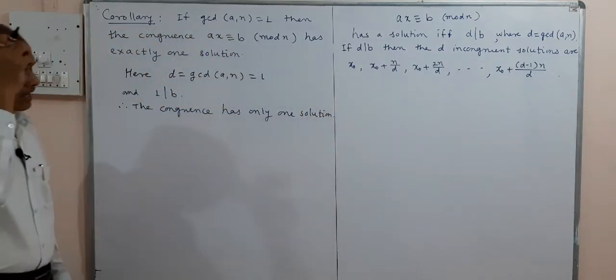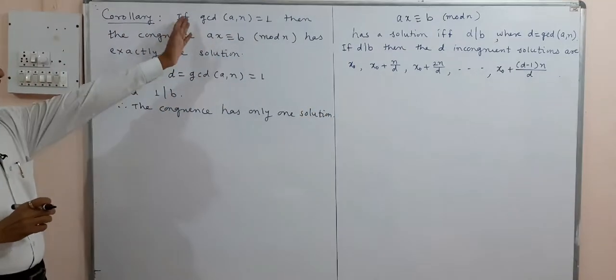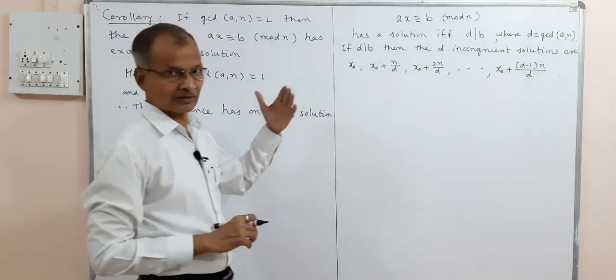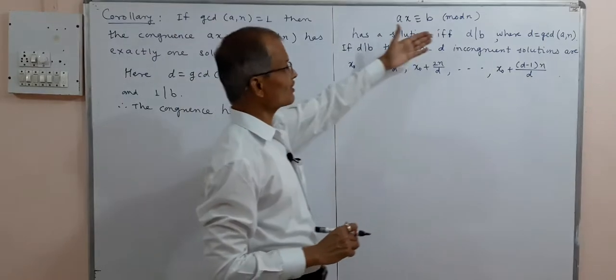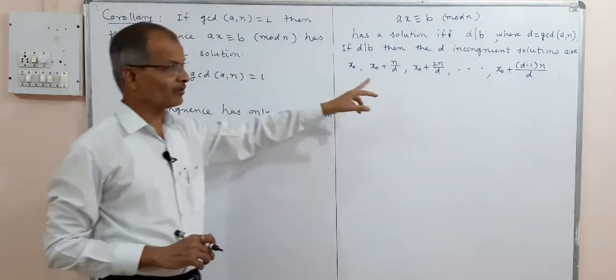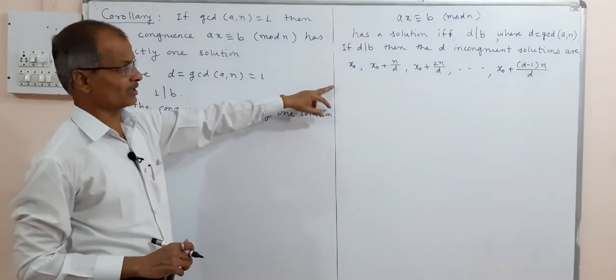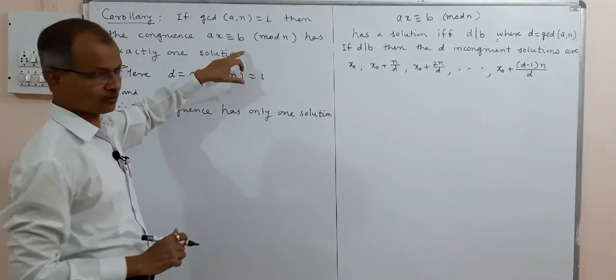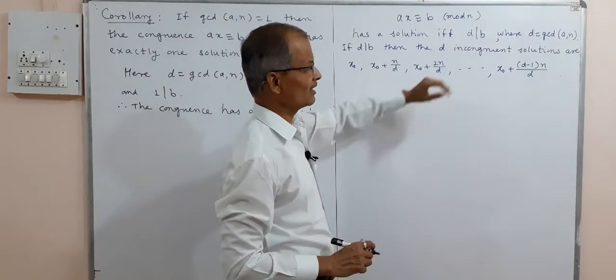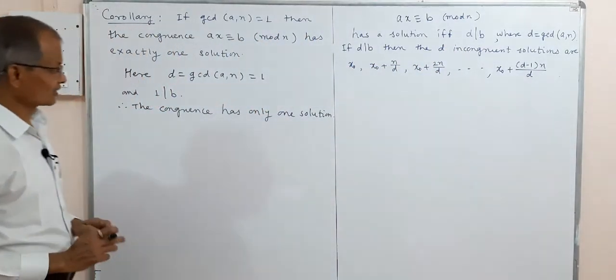So therefore there are three cases. If d does not divide b, then there is no solution. And if d divides b, then there will be these two possibilities: if d is 1, there is only one solution, and if d is other than 1, then there are exactly d incongruent solutions.